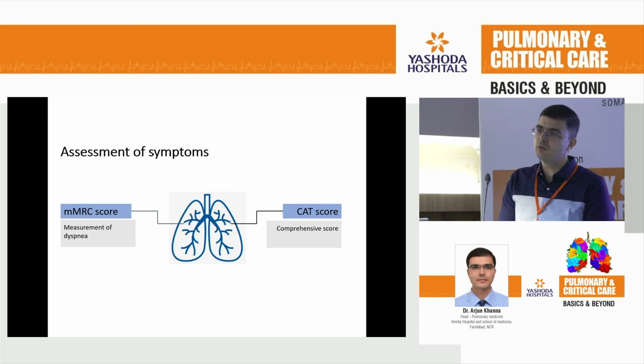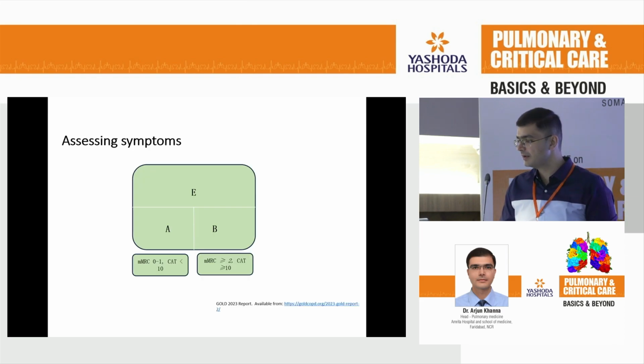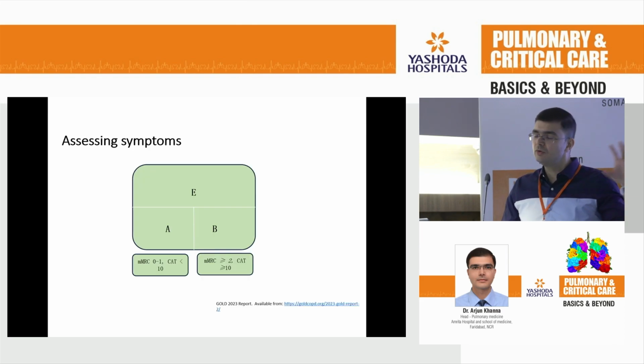So first, do a spirometry, make a diagnosis. Based on the spirometry, label them as mild, moderate, severe. The second step would be to see how breathless your patient is, either on an MMRC or a CAT score. Based on that, you draw a box. On the box, there is an x-axis and a y-axis.